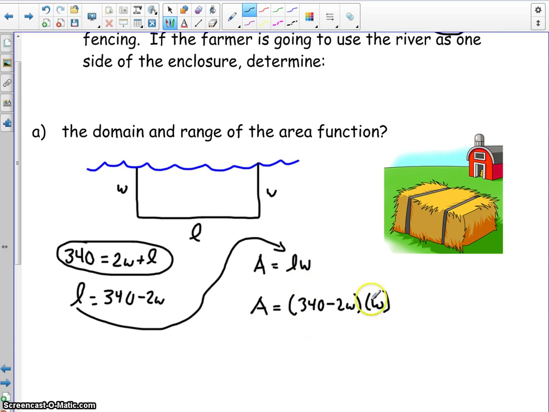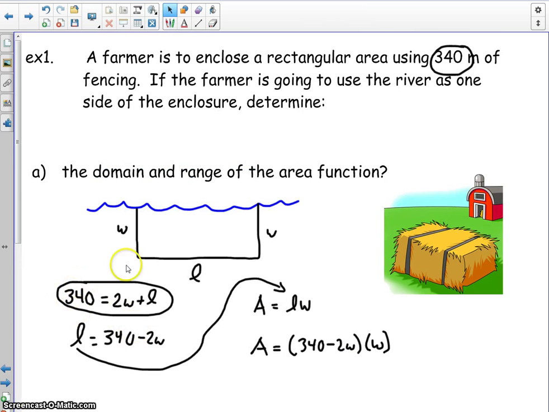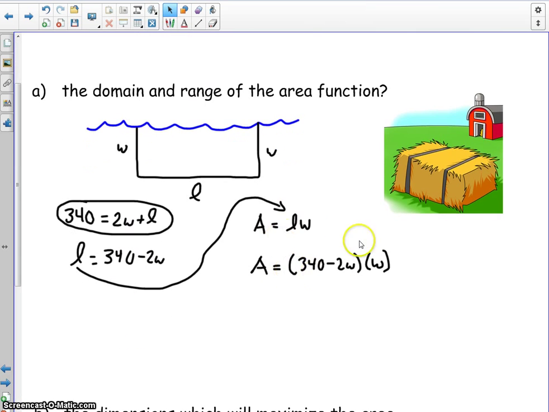Okay, so the reason I did this is that now there's only one variable on this side, in this case w, so my area depends on my width. Okay, so what I have here now is the equation of a quadratic, in factored form. So again, if I'm trying to find the domain and range, what helps is to have a picture of what's going on here. To have a picture, I need some key points off the graph.